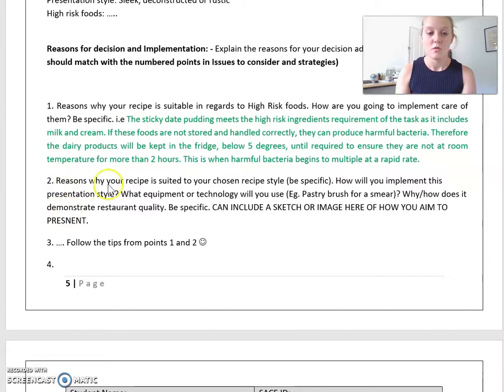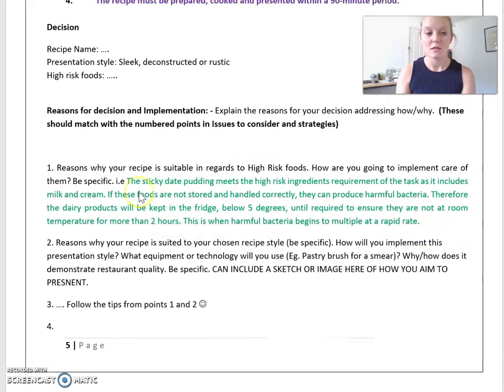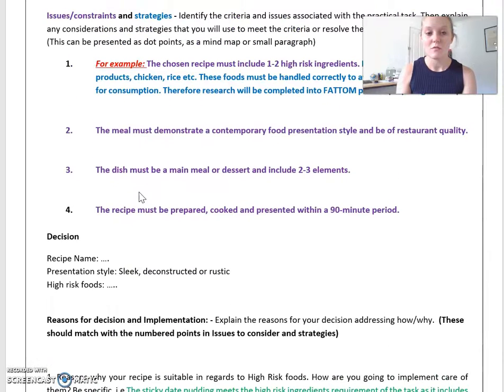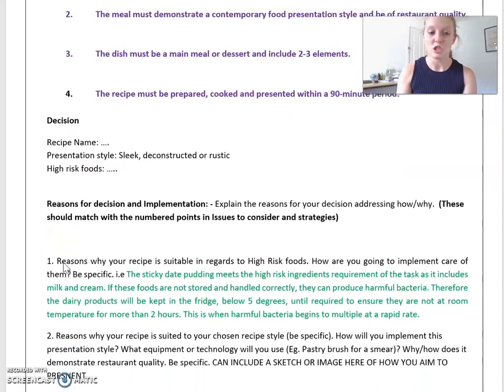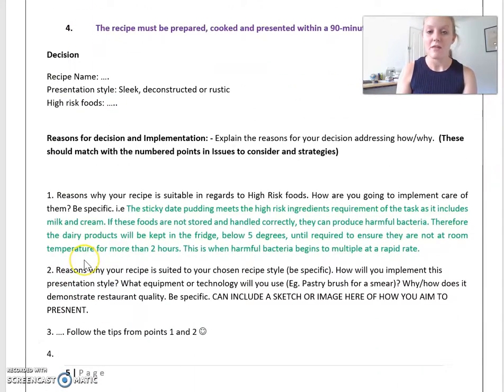Okay? Reasons why your recipe is suited to your chosen recipe style. How you implement this. Pastry brush for a smear, etc. Okay, so that relates to the meal must demonstrate a contemporary food presentation style. So this is an issue. You've picked your recipe and then you're justifying how that issue is going to be managed or is okay and suitable based on the recipe that you've chosen.